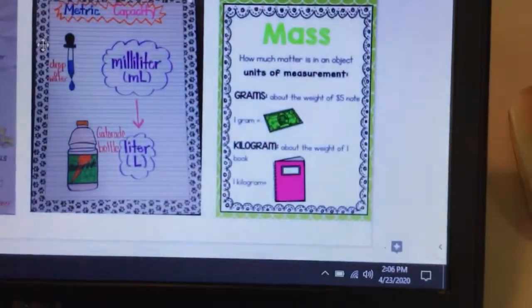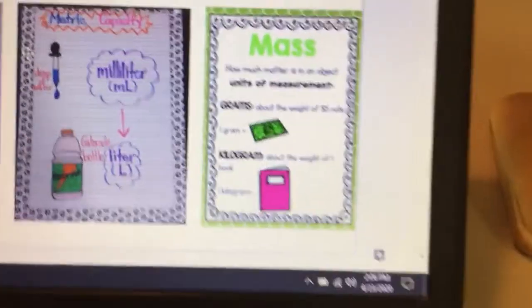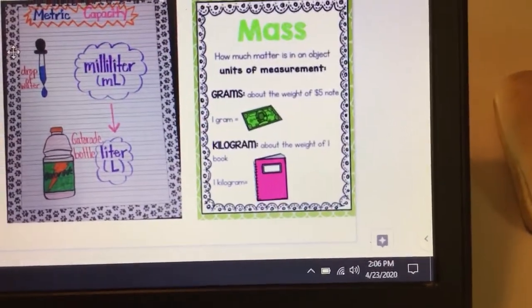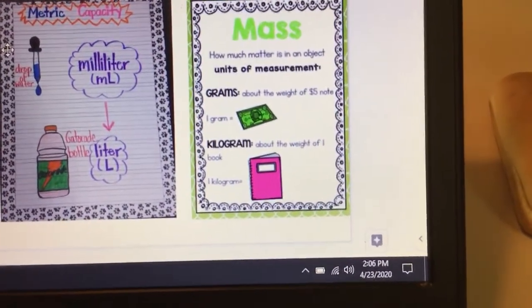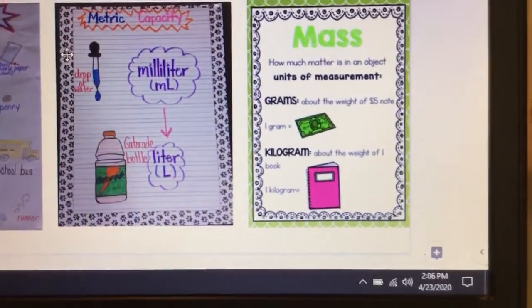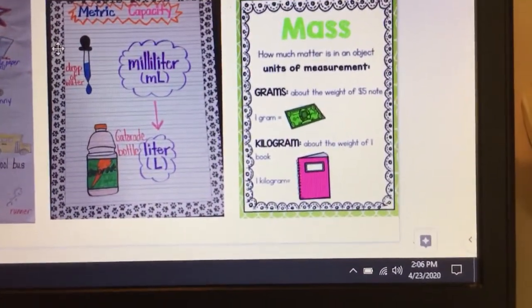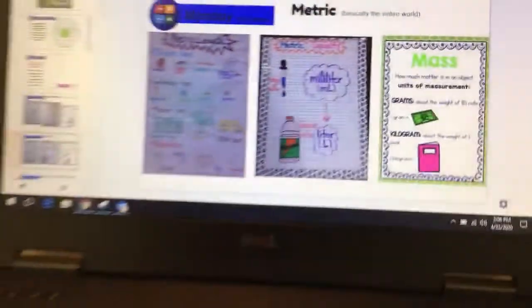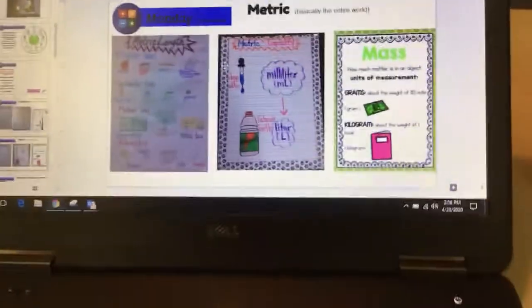All right, and then for mass or weight, they use grams. So think of a $1 bill as weighing about a gram, or even a book being about a kilogram. There's 1,000 grams in a kilogram. Okay, so think about that. All right, so I wanted you to be able to reference those and look at those if you needed to.